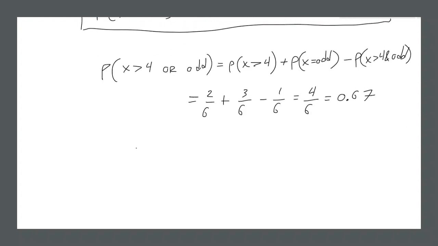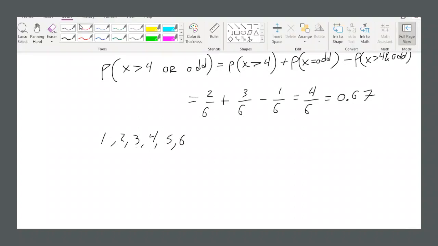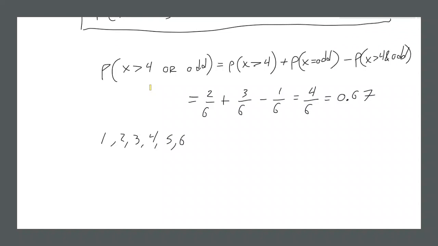Now, if we just look at the numbers, 1, 2, 3, 4, 5, 6, how many do we have that satisfy these conditions? Greater than 4 or odd? Well, four, right? There's 4 numbers that are either greater than 4 or odd, right? So 4 out of 6 is the correct answer. So that's how that shortcut works.